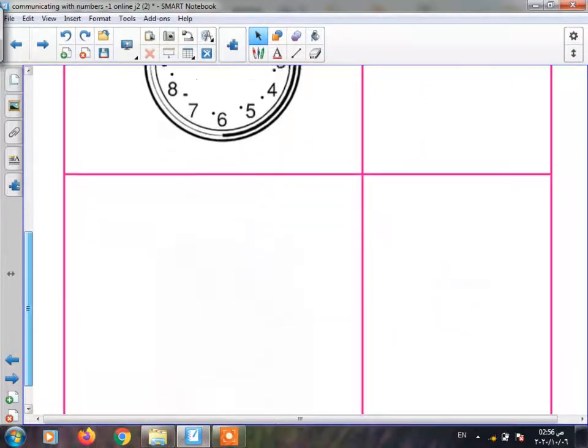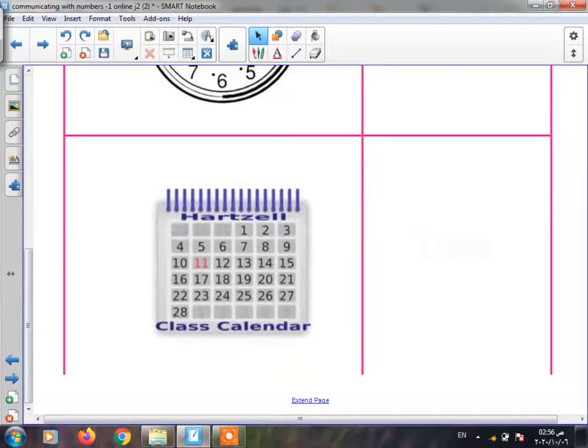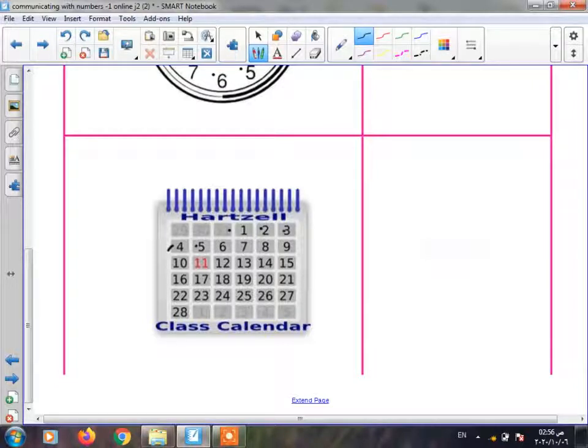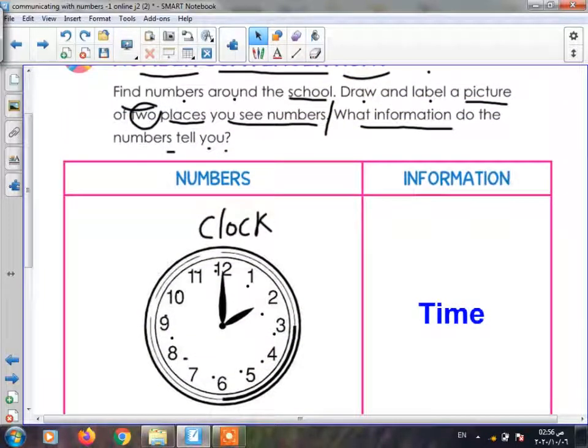The second place I went is my lab. I went to my lab and I found this, my class and lab calendar. Can you see all these numbers? Yes, these numbers are dates, the date of every day. Okay, can you tell me what information this calendar gives me? About date. So numbers give me information about date and about time.